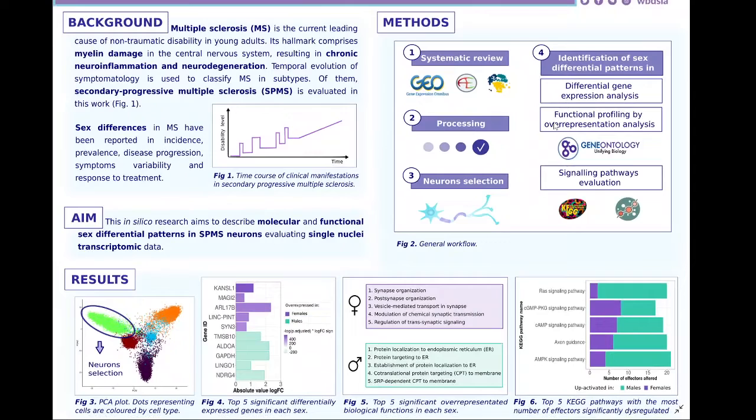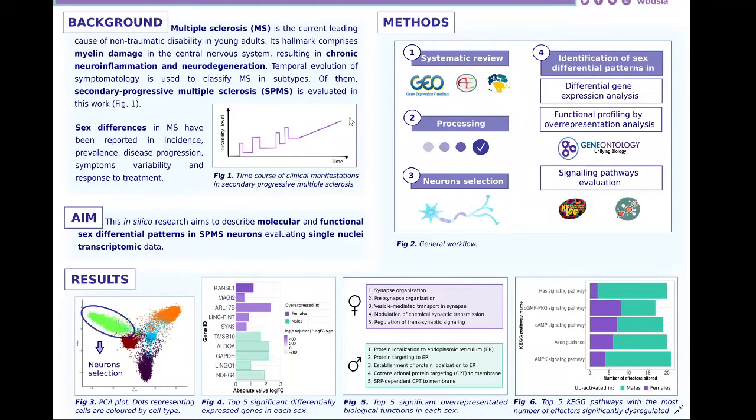Multiple sclerosis is a chronic, neurodegenerative, and autoimmune disease of the central nervous system, whose main hallmark is myelin damage. The patient's symptoms vary according to the affected neurons, and the disease is classified in subtypes depending on its temporal evolution. In detail, this work focuses on the secondary progressive subtype, where, as you can see in the first figure, firstly the disability fluctuates among periods of symptomatology and recovery, and then this pattern switches into a permanent affectation.